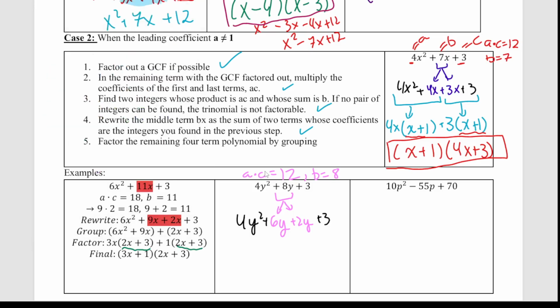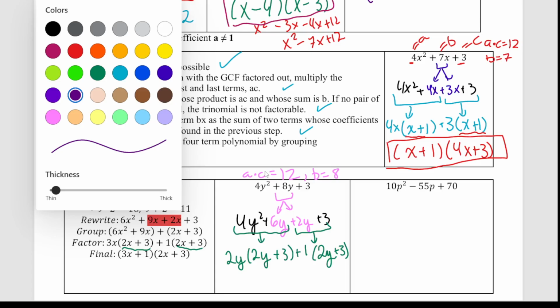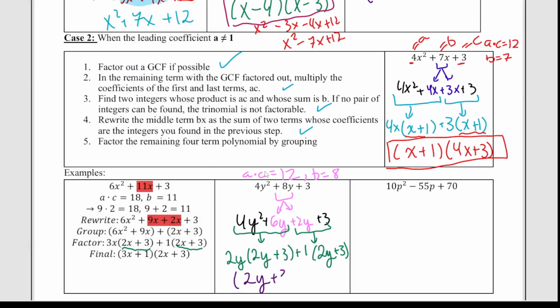Now I need to make my two groups. In my first group, what's their greatest common factor? 2y. 4y squared divided by 2y gets us 2y. 6y divided by 2y gets us 3. In our second group, if we don't notice the greatest common factor, well, the greatest common factor of anything prime is just going to be 1. And then both of those terms divided by 1 will still leave you with itself. They now have 2y plus 3 in common. So we'd have 2y plus 3 times 2y plus 1.